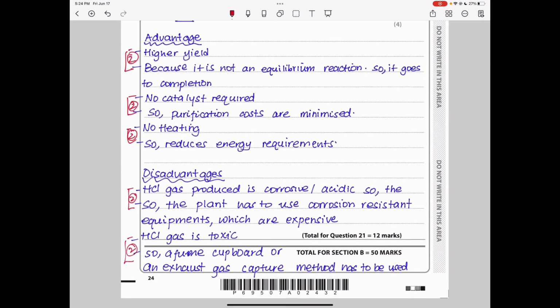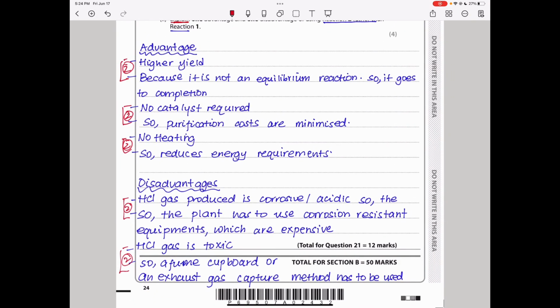So the disadvantages are, of course, HCl gas is produced. This can be corrosive because it's an acid, so basically the plant setup has to be corrosion resistant. It has to have equipment that can deal with acidic conditions, and that equipment, of course, is going to be very expensive. And another thing, HCl gas is toxic, so you also need to use a fume cupboard when you're using this. So those are the advantages and the disadvantages. This brings us to the end of section B of this paper. Let us continue on to section C.